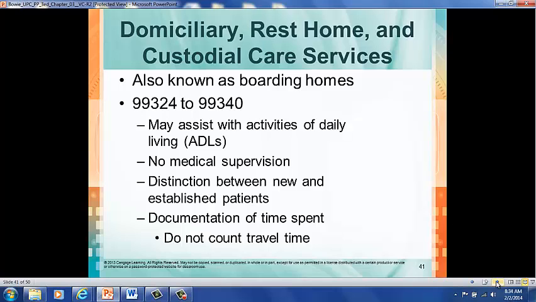Domiciliary, rest home, and custodial care services are also referred to as boarding homes. The home or the facility may assist patients with activities of daily living if needed, but no medical supervision is rendered in this type of setting. Patients typically are living in these settings for long periods.